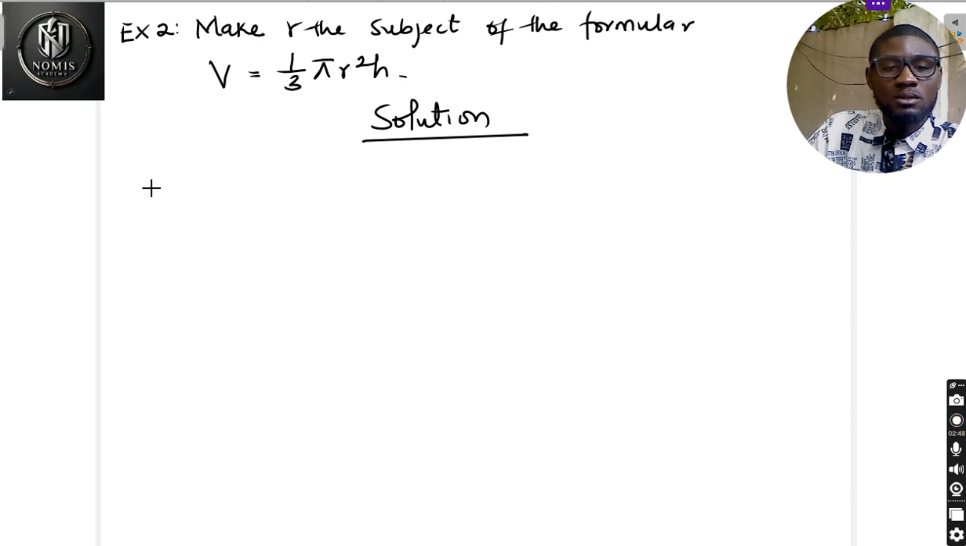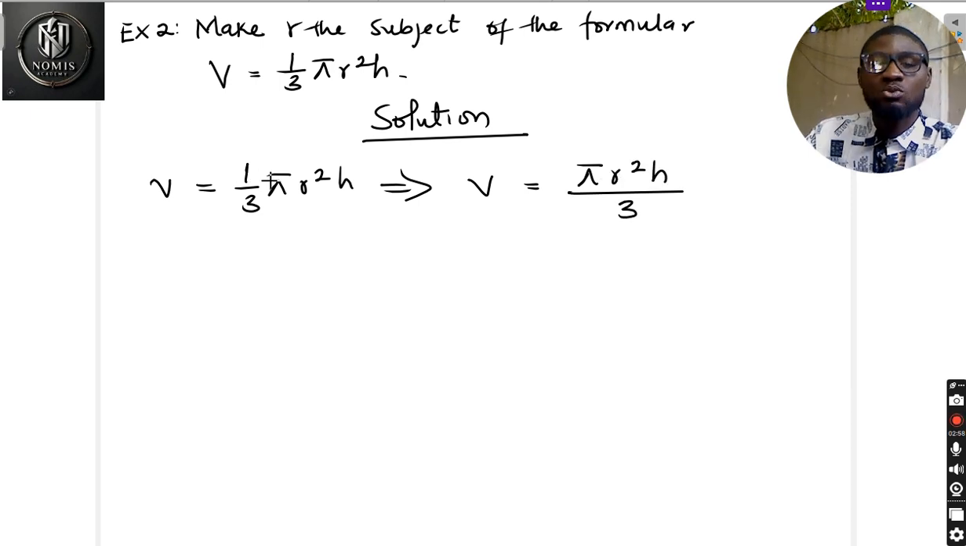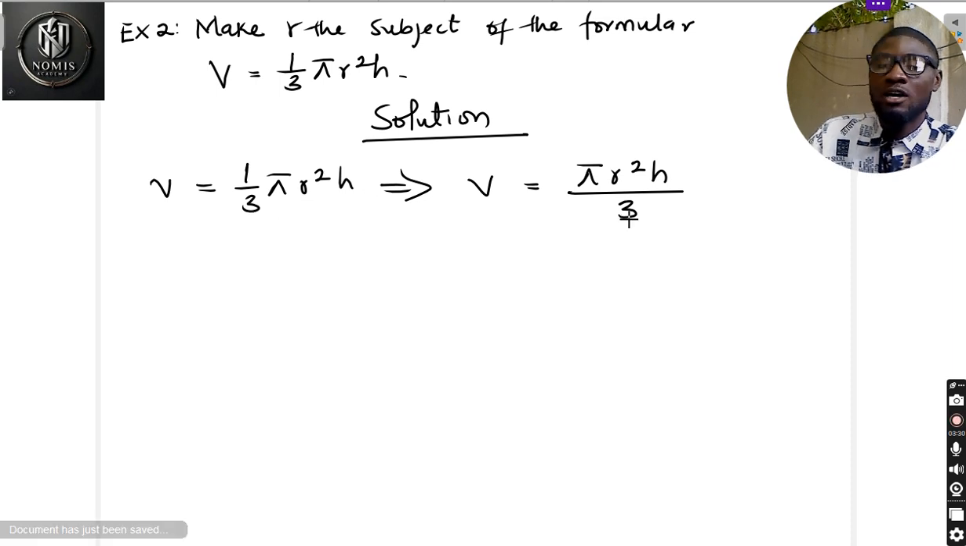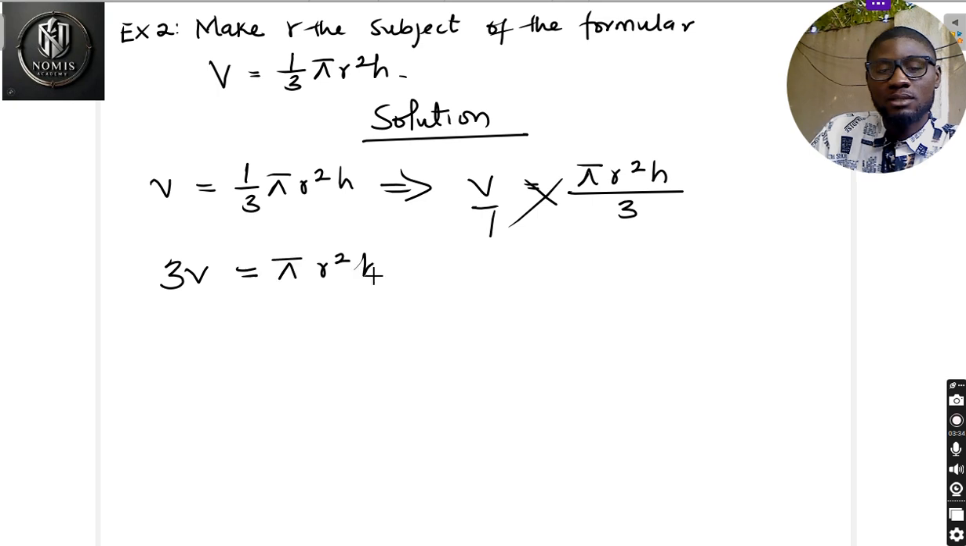This can be transformed to V equals pi R squared H all over 3. Nothing has changed, because I just multiplied the numerators, and every numerator here has a denominator of 1. So 3 multiplied by 1, we still have 3. So what do we do from here? Correct, cross multiply. V times 3 is 3V, equals pi R squared H.